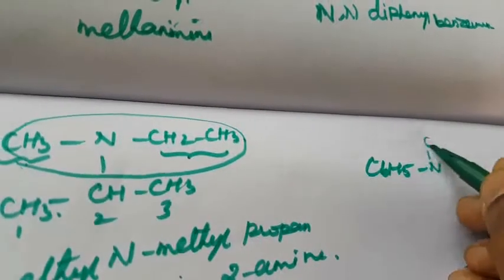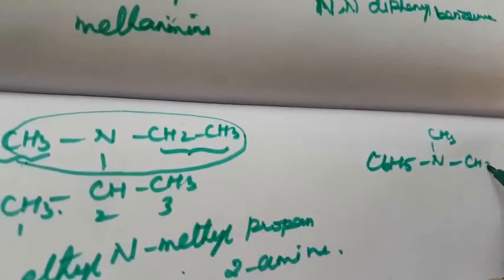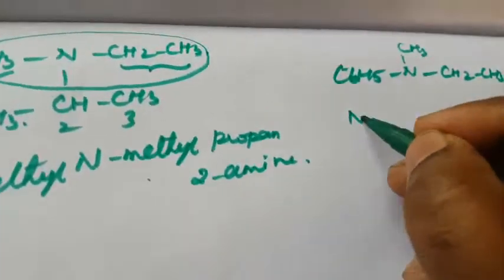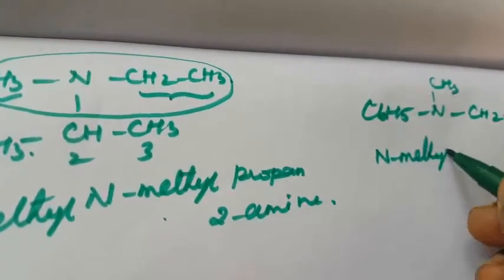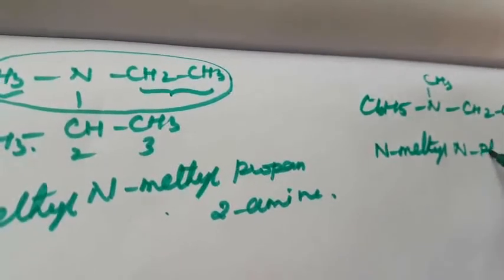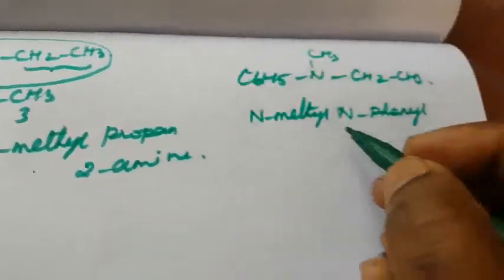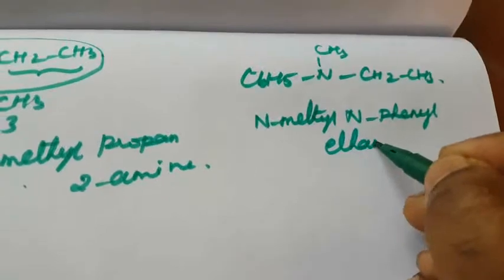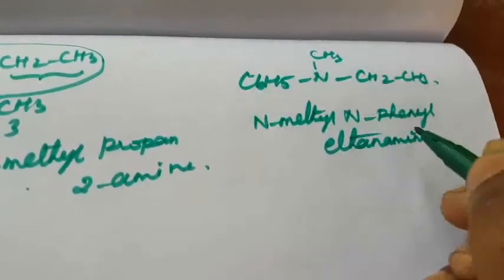This N CH3, CH2, CH3. What is this compound? Here N-methyl, N-methyl, N-phenyl ethanamine. Okay, so this is another one. This is the classification of amine. Next one is nomenclature of amine.